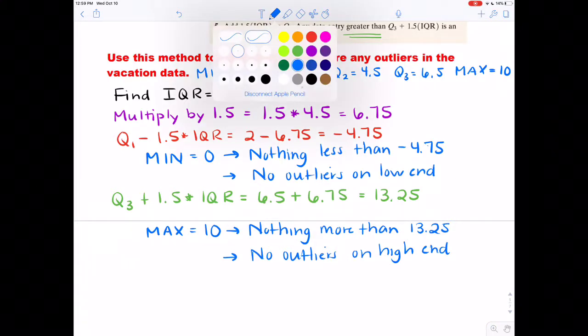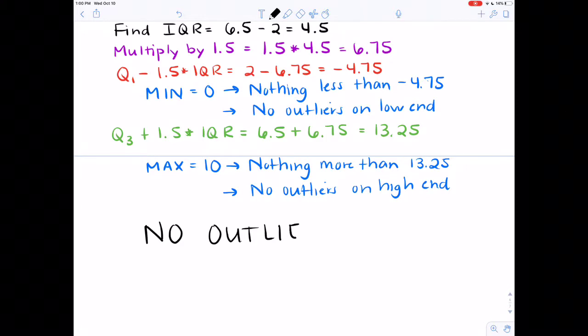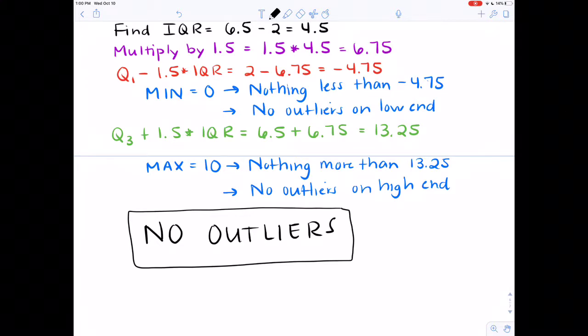So at this point, I've checked the low end, I've checked the high end. I don't have any values that fall outside of this range. And so I can now say there are no outliers, no extreme values in this data set.